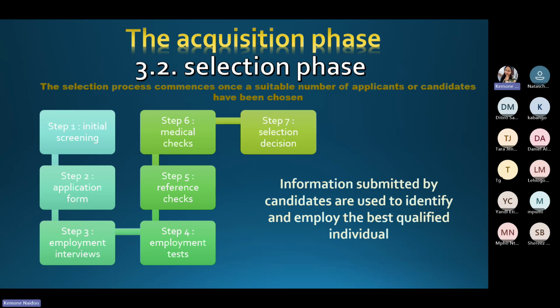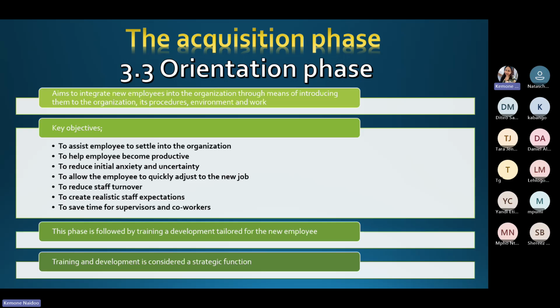And then your selection decision is usually where you select the right person for the job. So a decision is usually made. Straight from the selection phase, we get right into our orientation phase. This is simply where we are now introducing our candidate, our new employee, into the organization.